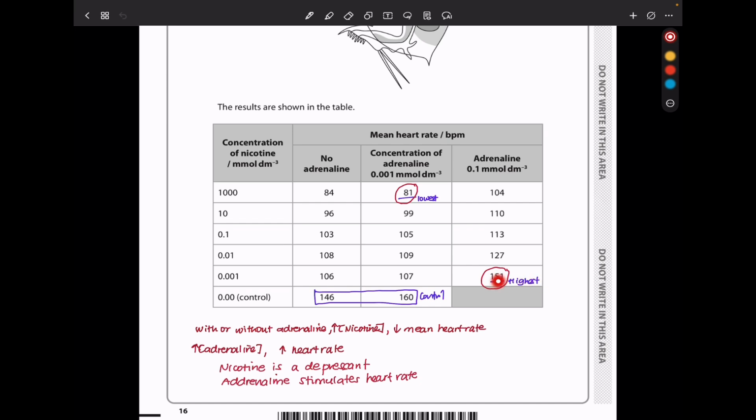That means lower nicotine and high adrenaline cause a high heart rate. So we can see adrenaline is going to be a stimulator. And here we can see the lowest heart rate is in high nicotine, lower adrenaline. So it means nicotine is not a stimulator. That means nicotine is a depressant. So here adrenaline is going to be a stimulant and nicotine is going to be a depressant.